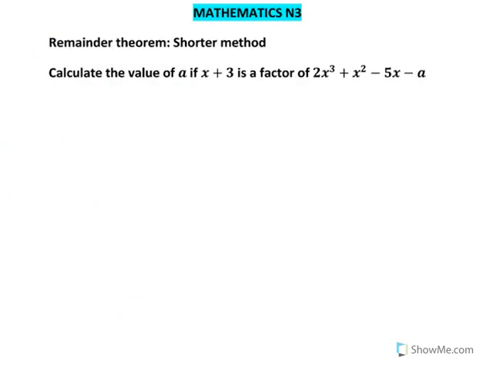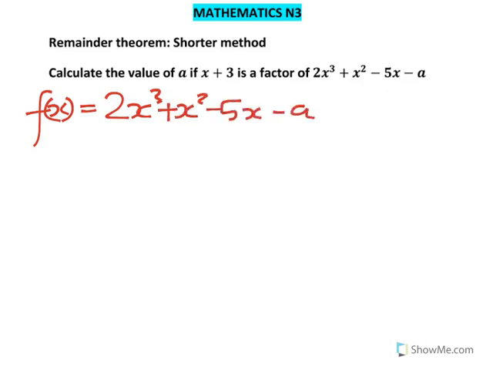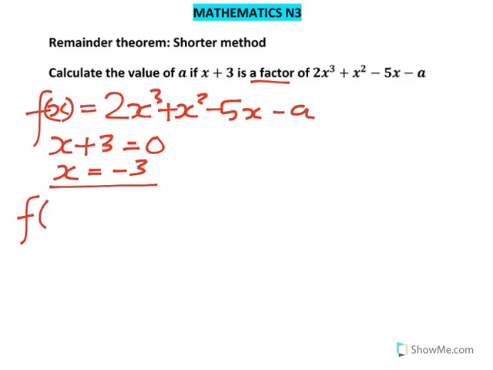Let us move on and look at another one similar. It says, calculate the value of a if x plus 3 is a factor of that. The method is the same. You just say, let f of x be equal to 2x cubed plus x squared minus 5x minus a. Now they are telling you x plus 3 is a factor. So it means x plus 3 is equal to 0. Remember, they're saying it's a factor. Therefore, x is equal to negative 3. So what do they mean if they're saying it's a factor? They are saying if you put f of minus 3, you must get a remainder of 0.